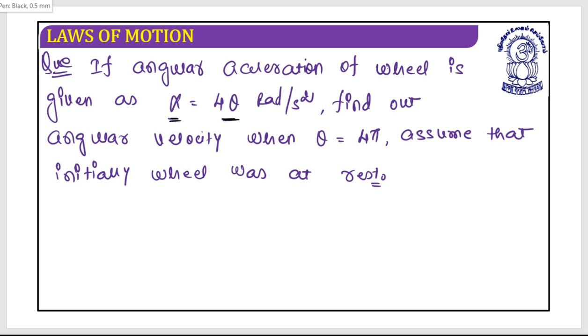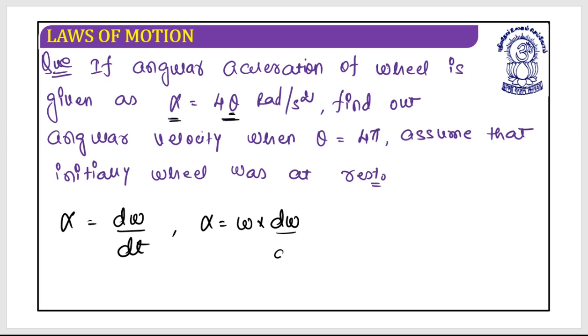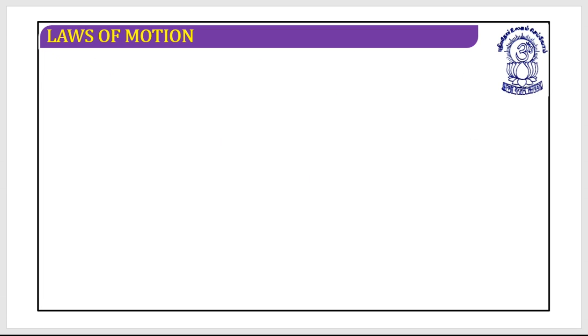So alpha is related with theta, the angular displacement. So I have two relations of alpha. One of them is alpha is equal to d omega by dt, and the other is alpha is equal to omega into d omega by d theta. So what I need to do is go with these relations and try to get it done. So let's just try it.